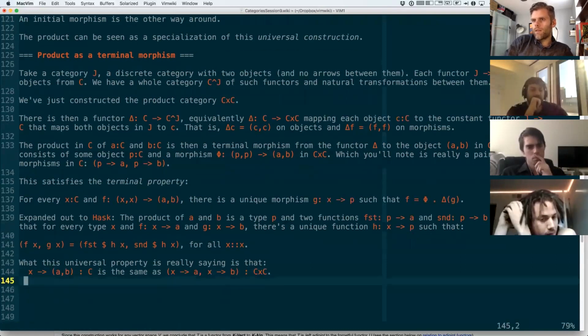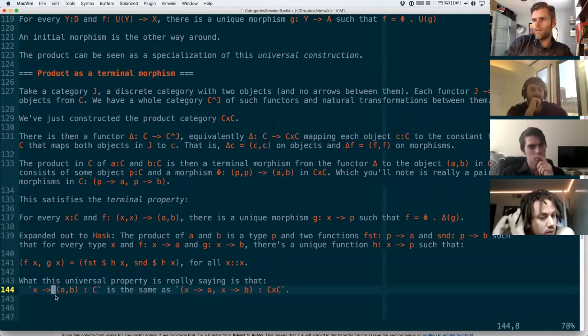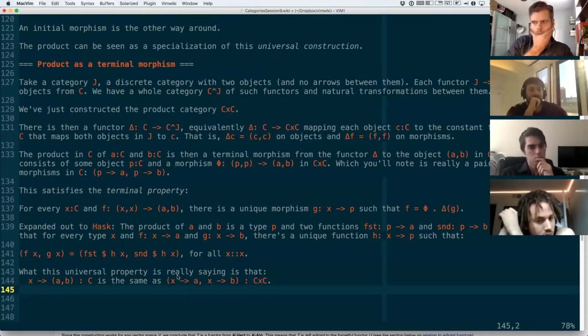Okay. But I think what everything above here is saying is that you can go from this object in C to this object in C cross C. And vice versa. Okay. Let me think about it. I'm not convinced one way or the other.